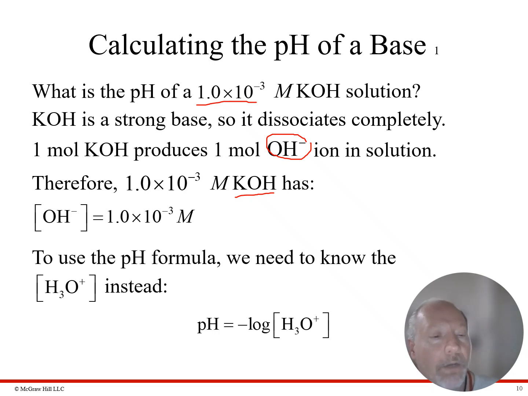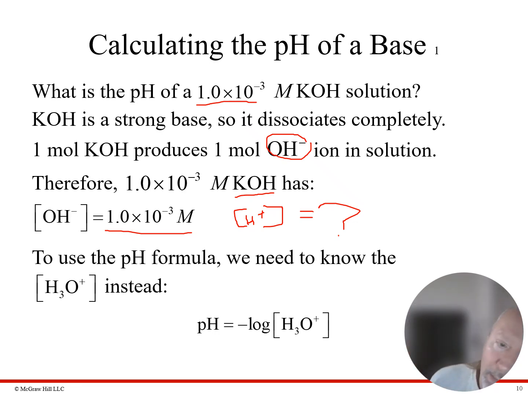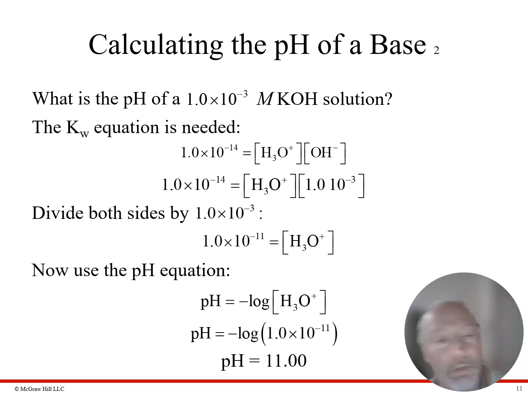Since we know the hydroxide concentration and we know the Kw of water, we'll be able to figure out the hydronium concentration. It could be H3O plus, or we can just call it H plus. That's our unknown. It's an algebraic problem. We know Kw is 1.0 times 10 to the negative 14th. That didn't change, because this acid-base reaction is happening in water.